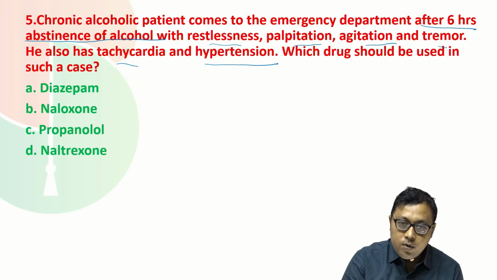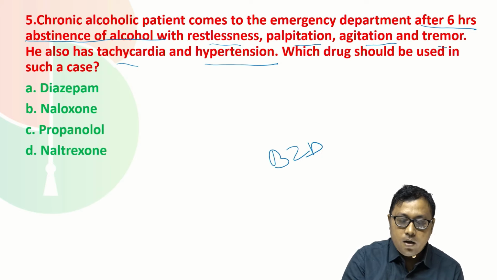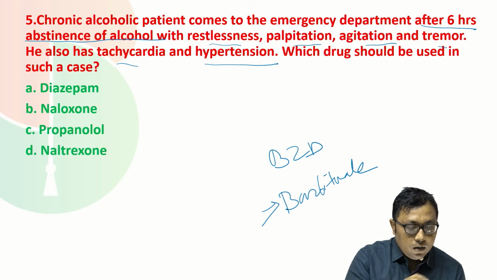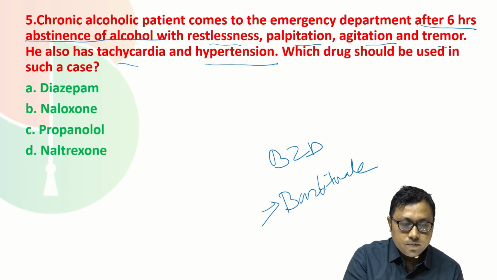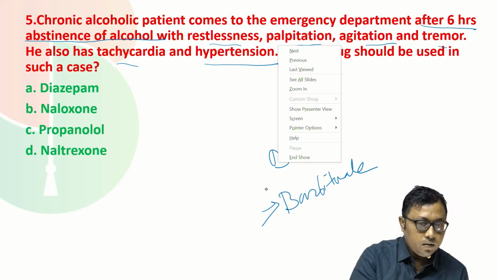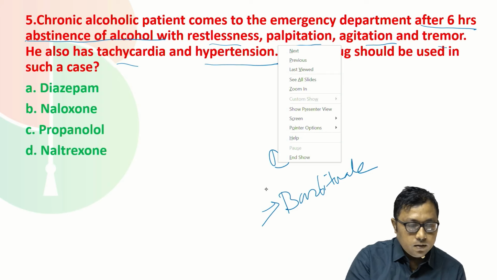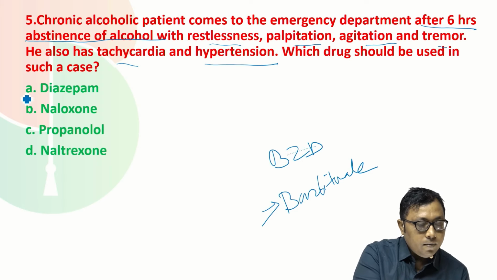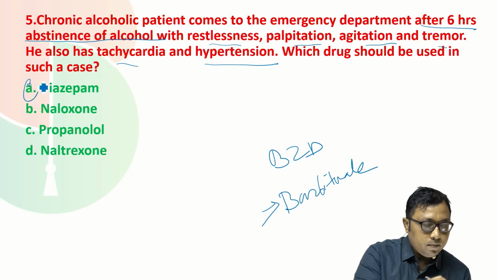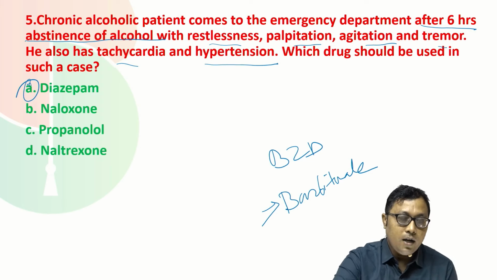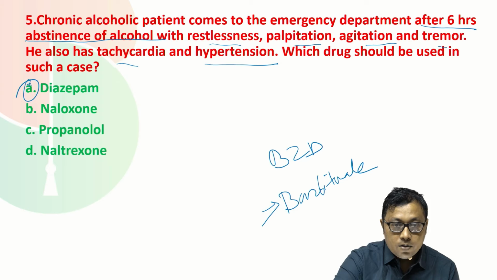So these are all the features of the alcohol withdrawal syndrome. And in case of alcohol withdrawal, the drugs we commonly use are benzodiazepine group of drugs, and the other drugs that can also be used are barbiturates. So in this question, the benzodiazepine group of drug is diazepam. So the answer is diazepam. The other drugs that can be used are lorazepam, chlordiazepoxide, that can be also used in alcohol withdrawal syndrome.